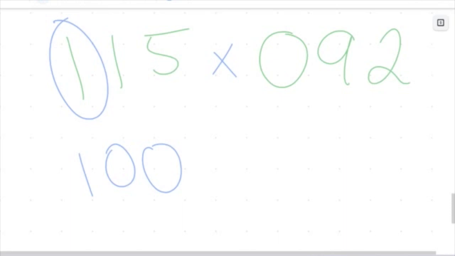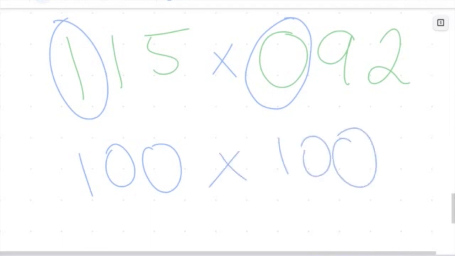Now, looking at the next number, we have a 0 in the hundreds column, but the next number, the 9, is greater than 5. So that means that we're going to be rounding up. So we can think of this as 92. Is it closer to 0 or 100? Well, doing it to the nearest 100 brings us up, because 9, this second digit, is greater than 5. So in essence, we just get 100 times 100.